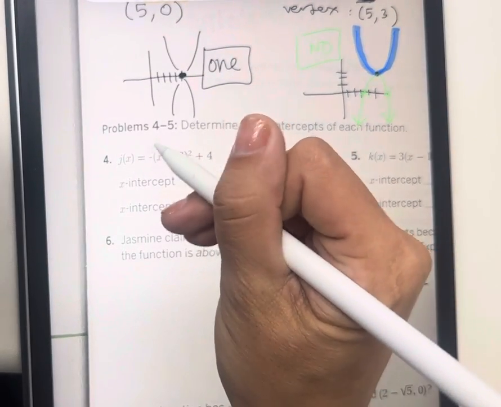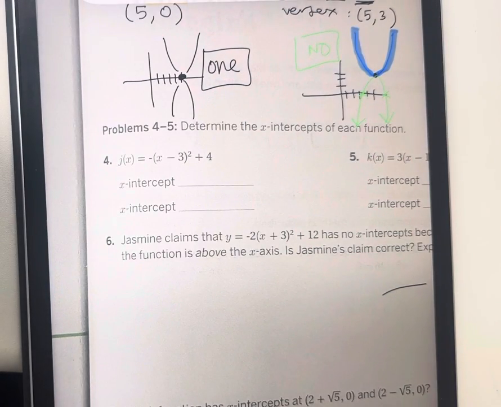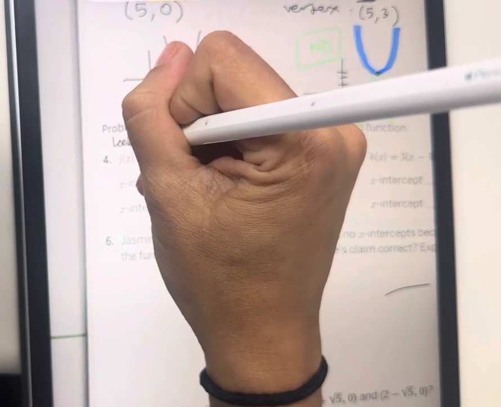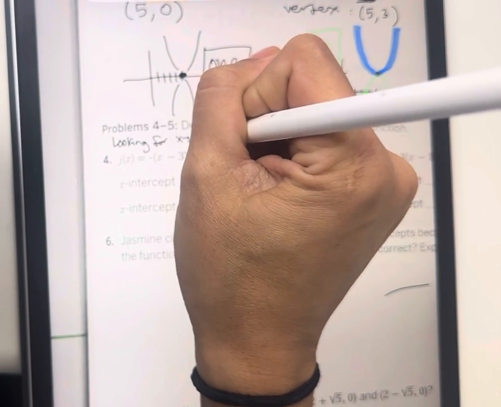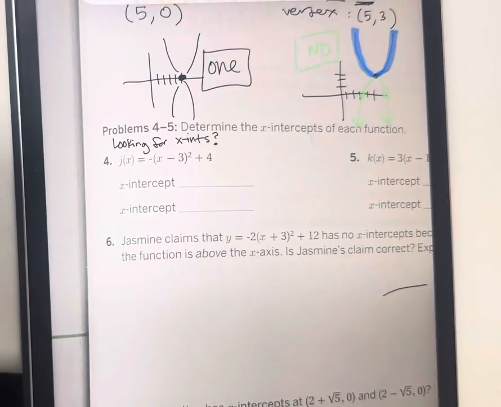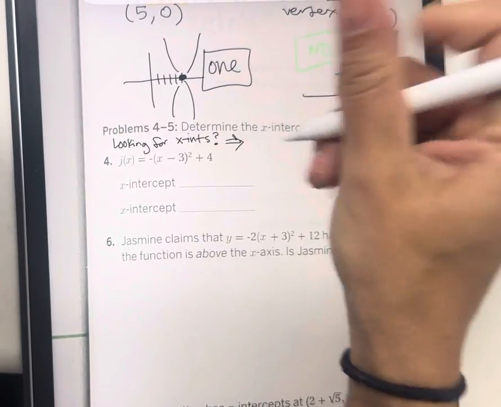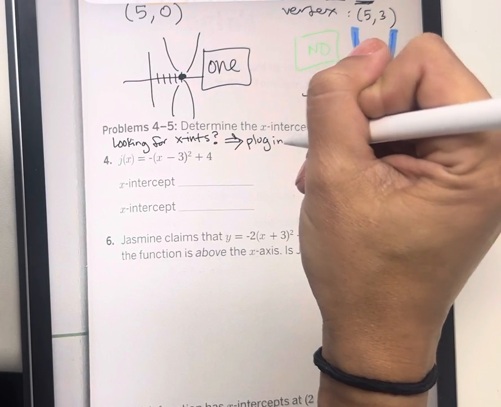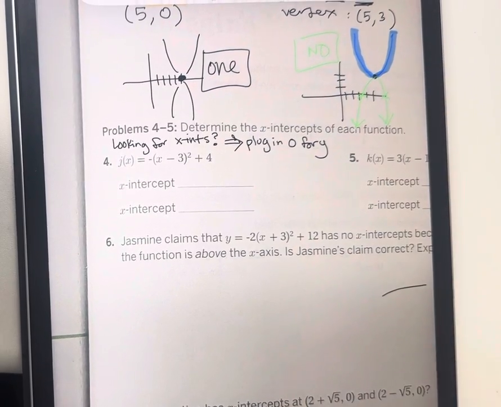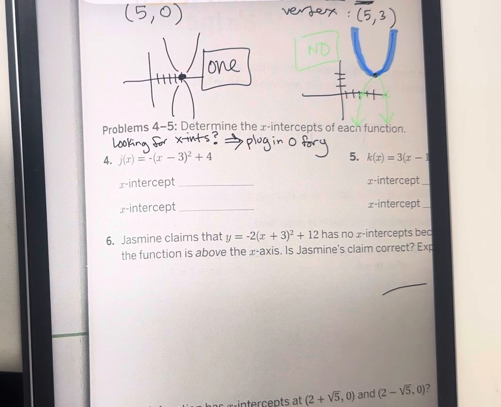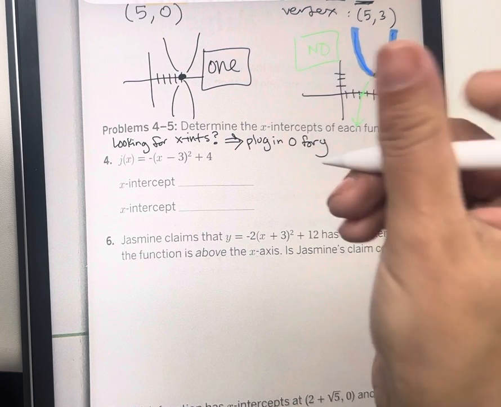Number 4. There's a sign on my board in my class. It says, looking for x-intercepts, plug in 0 for y. You guys, I don't care what your function is. I don't care if it's a line or a circle, a parabola. I don't care if it's a sine graph, a cosine. I don't care what it is. If you're looking for x-intercepts, y's got to be 0. So you plug in 0 for y. Okay? Let's go see what happens.